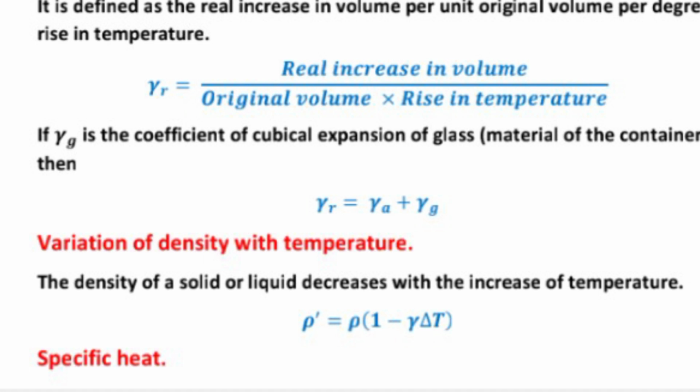Variation of density with temperature. How would the density vary with variation of temperature? The density of a solid or liquid decreases with the increase of temperature. Rho dash equals rho 1 minus gamma into delta T.